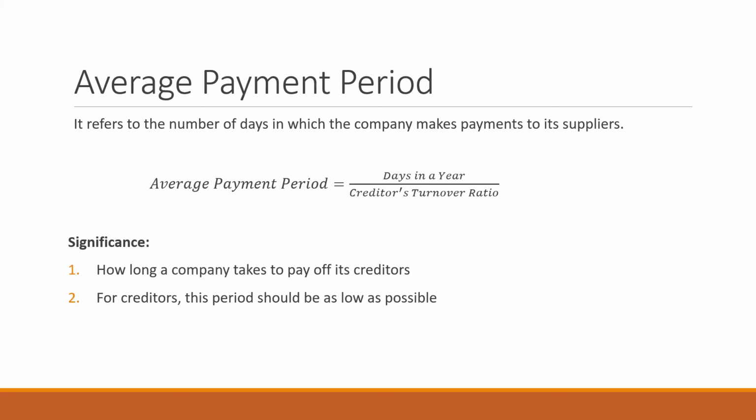Average payment period. It refers to the number of days a company takes to make payment to its suppliers. Average payment period is equal to days in a year divided by creditors turnover ratio. This ratio signifies how long it takes for the company to pay its creditors. From the creditors' point of view, this period should be as low as possible because every creditor is interested in getting back its loan. And from the company's point of view, the company should have a timely and frequently paying strategy to build a good reputation with the creditors and to manage its working capital in a better way.